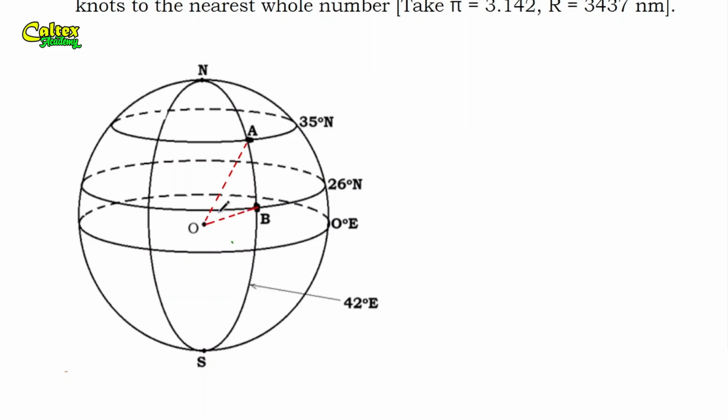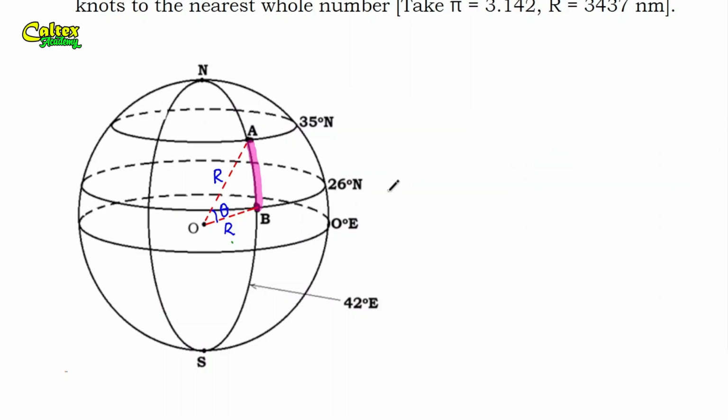So the angle difference is this angle here, subtended by A and B at the center, and these two red lines are the radius of the Earth. Now, we are required to calculate the distance between point A and B, which is this arc here. So let's move on and quote our formula. But before we quote this formula, we first need to get this angle difference.